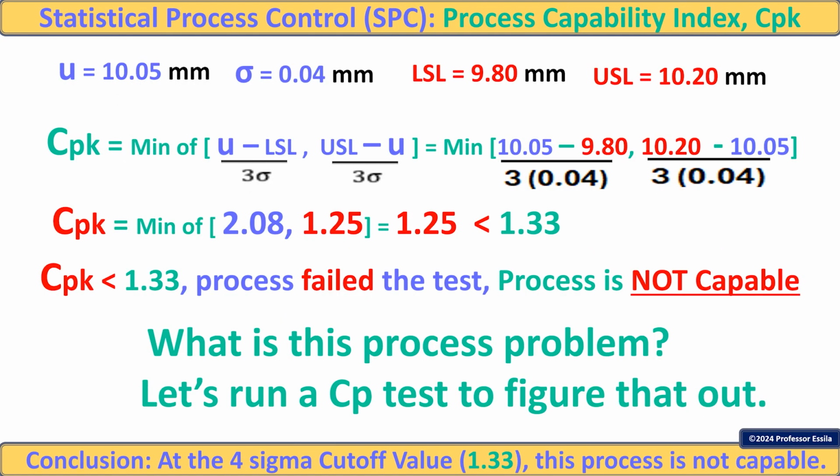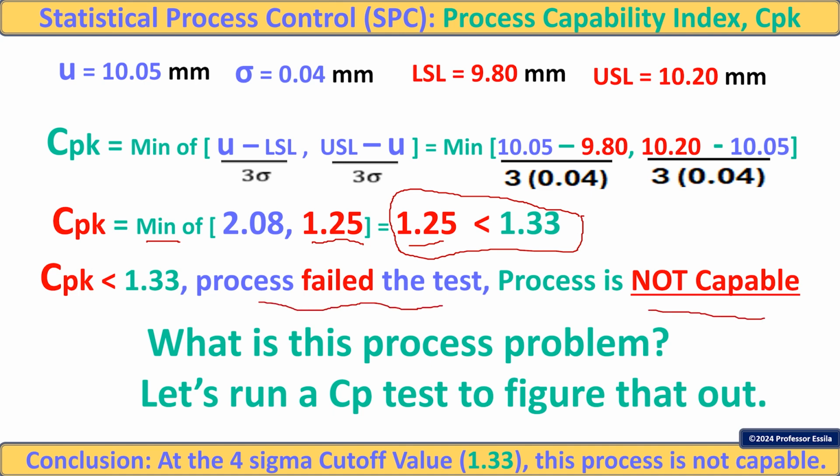So we put the numbers in our formula and we come to realize that for the process capability index, the Cpk, we have two values here, 2.08 and 1.25. The minimum of these two values is 1.25. So the Cpk here is 1.25, but you can see that 1.25 is less than 1.33. So this process failed the Cpk test. So the process is not capable.